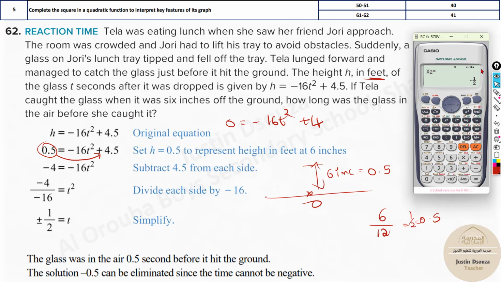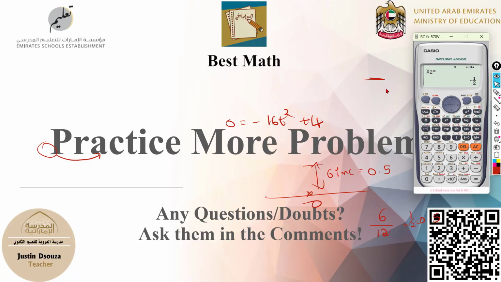But you can't have negative time. So obviously it was in the air for how long? For half a second. That's it. So within half a second it was falling. But since it did not hit the ground, within half a second it was caught basically. So that's how we do it.